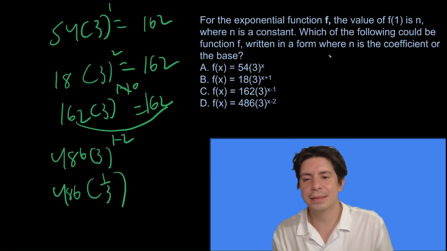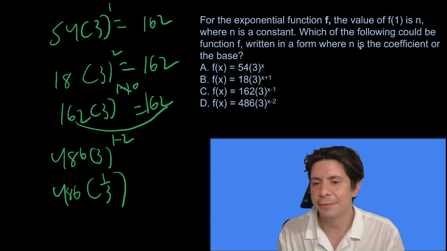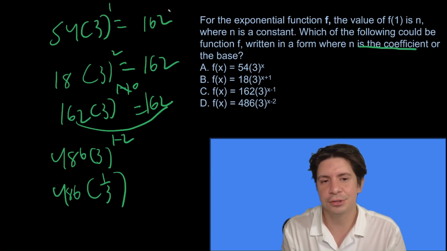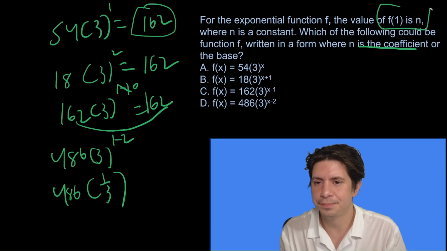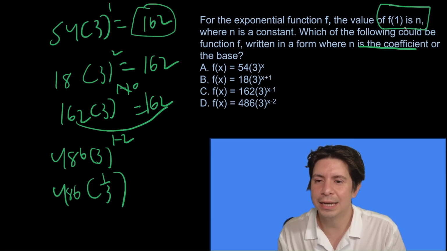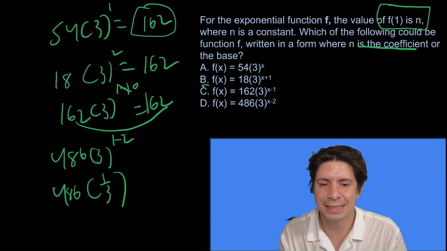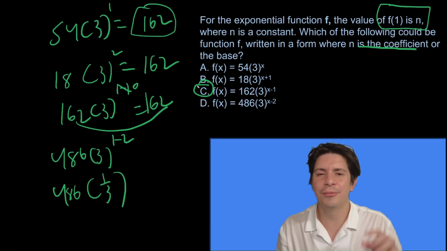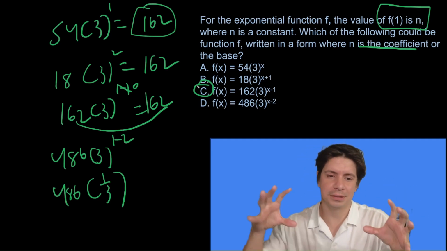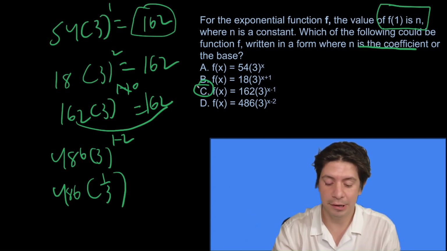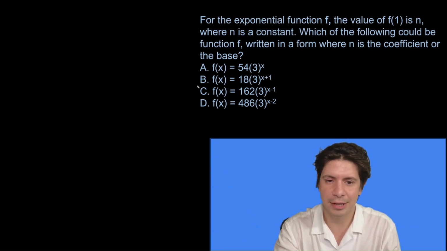So the thing about this question is they're asking for n to be a coefficient or the base. So n could be 162, because that's what it is here. And then the only time that appears as a coefficient or base is C. Okay, so this is all about reading specifically and understanding what they mean by the form and the coefficient. Okay, very tricky, very conceptual, but totally possible. So if you have questions on this, let me know. I'm happy to answer more.